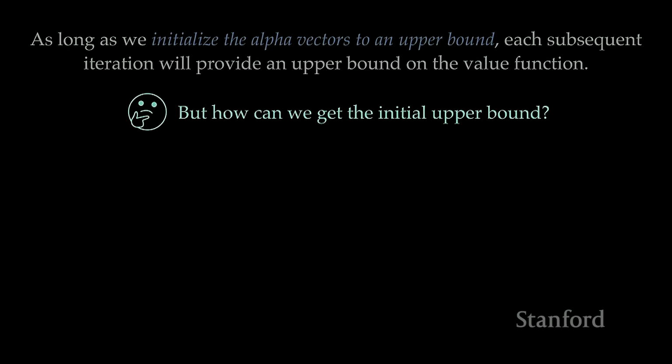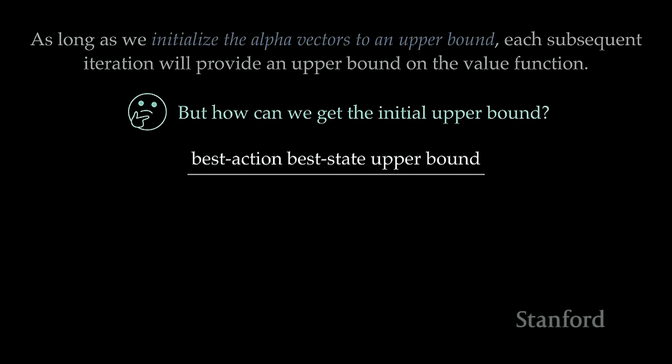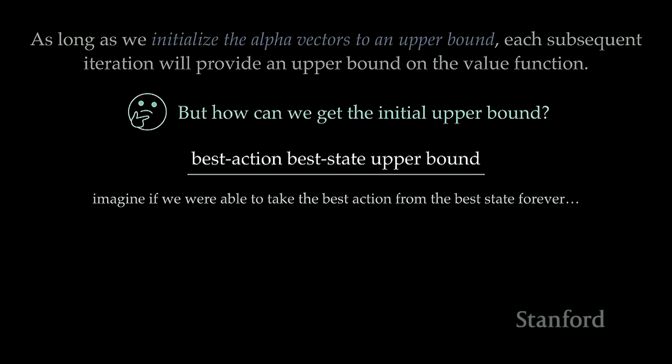Okay, cool. Like I said, you have to initialize to some initial upper bound. And you might be wondering, how could we actually get this initial upper bound? One common way to do it is the idea of a best action, best state upper bound, where we imagine that we were able to take the best action from the best state forever. This is probably not possible, but we look at all our RSA pairs, our reward pairs, and ask what if I could just stay in this one state, maybe the goal state, and take the same action forever, and keep accumulating that reward into the future.